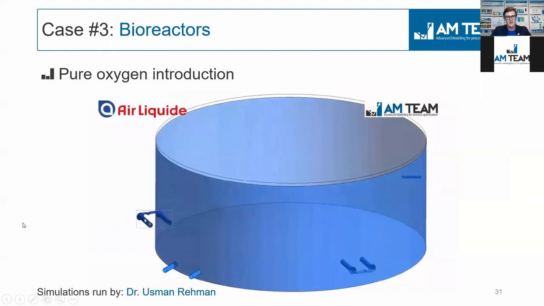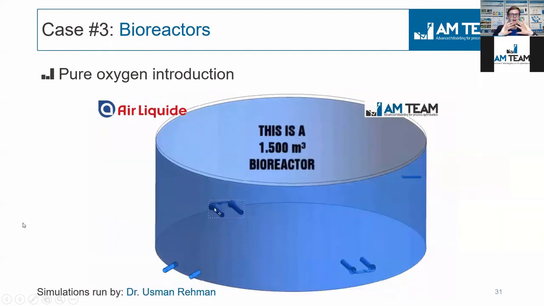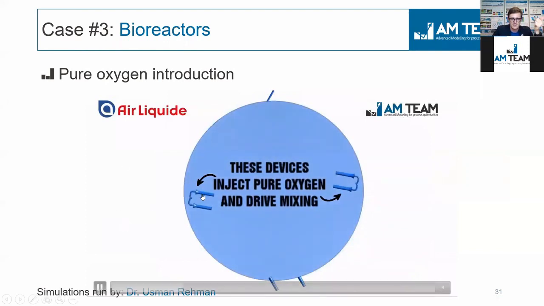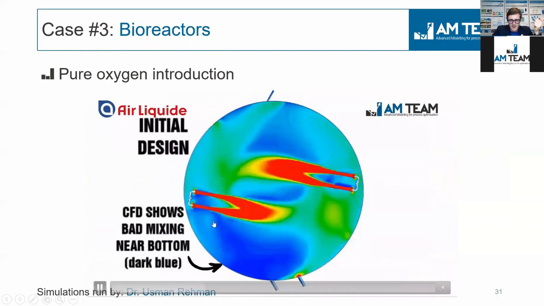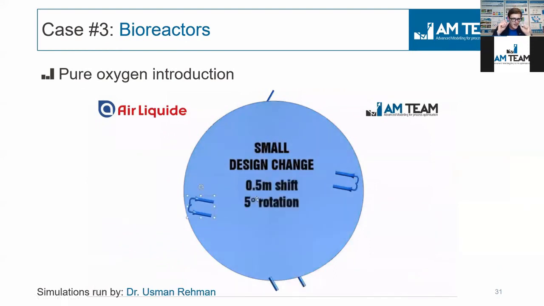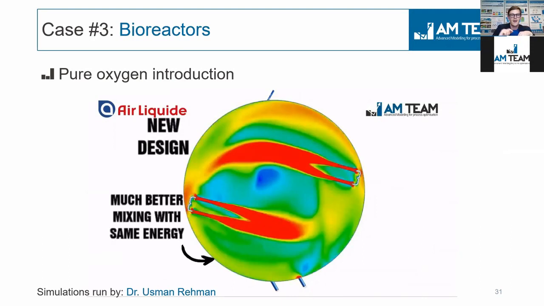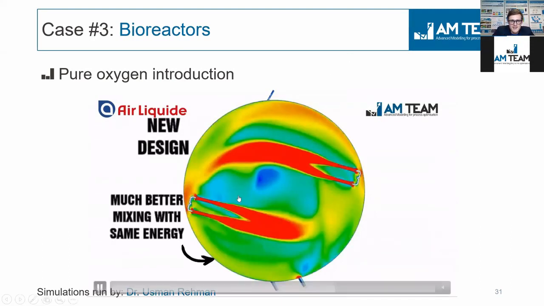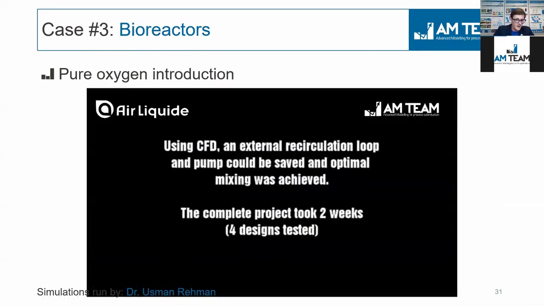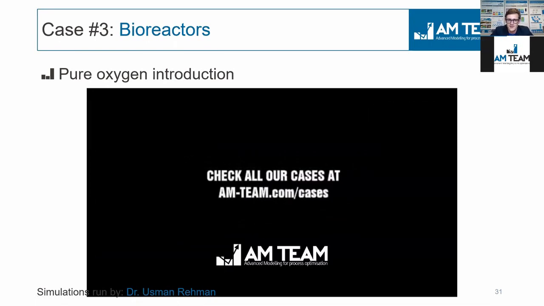So let's play the movie. This is actually a bioreactor where pure oxygen is injected via 2 mixing devices. The oxygen comes in, and you see that near the bottom you have a dead zone. Bad mixing, dark blue zone near the bottom. We did a very small design change. We only moved them half a meter. And then you rerun the simulation and you can see that you have much higher velocities with the same mixing energy. It's a very fast movie, I know, but you can watch it again on our YouTube channel.